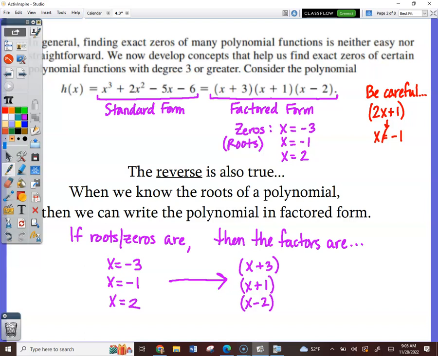Wrap your mind around that because it makes it so much easier if you actually understand it. If I say, here are the roots or the zeros, you can state the factors. If I say, here are the factors, you can state the zeros. They're directly related, okay?